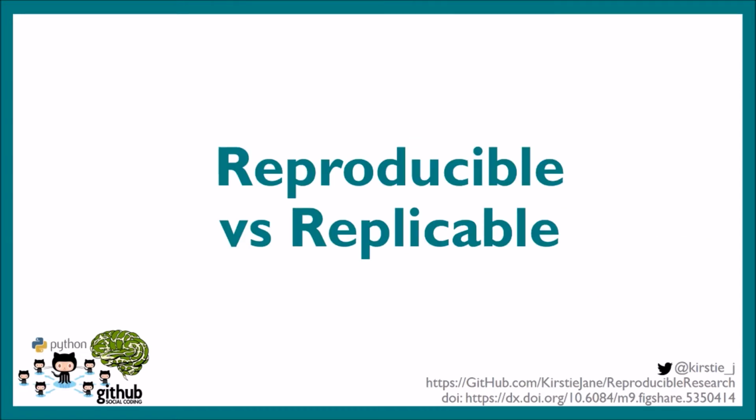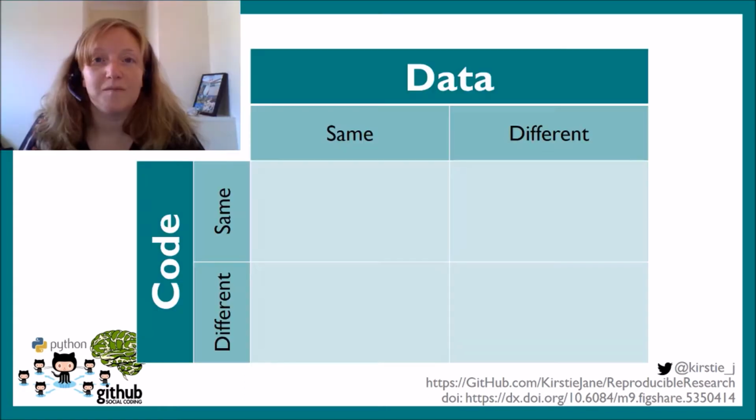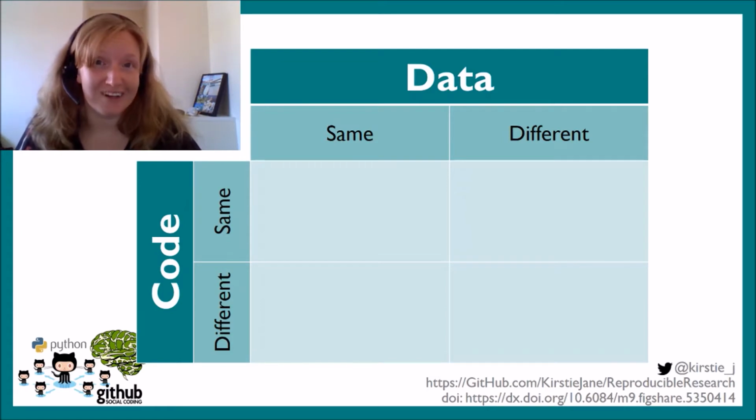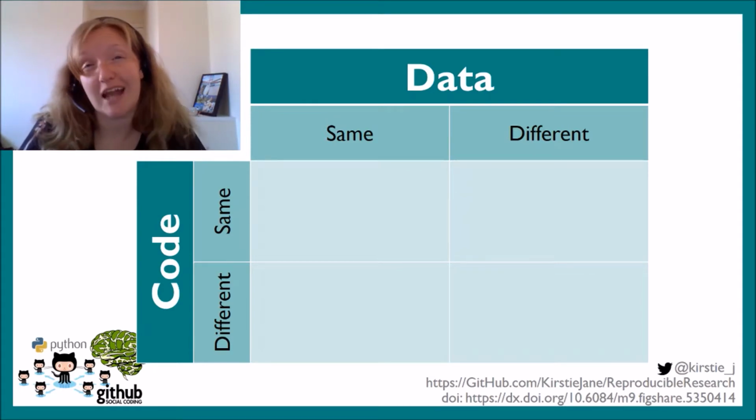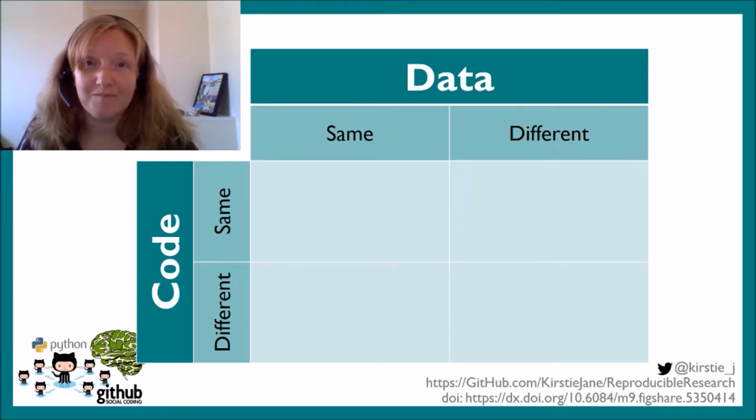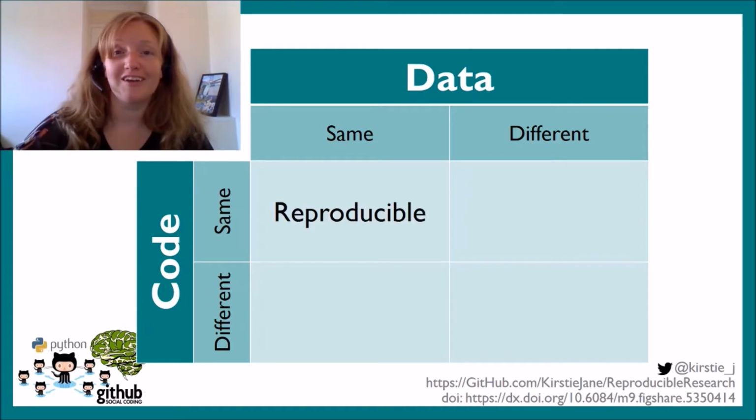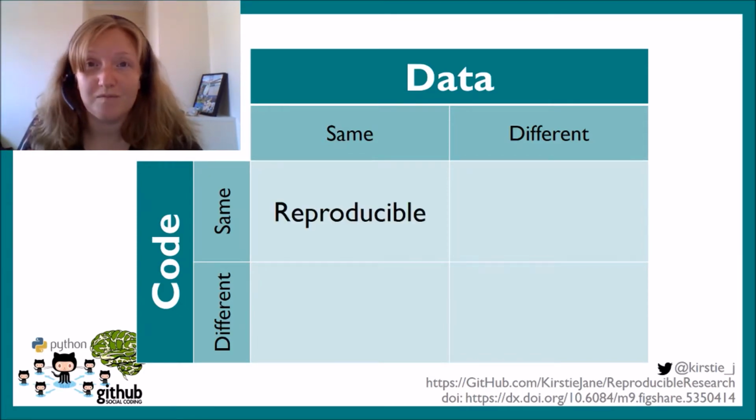So the definitions of reproducible and the definitions of replicable. Okay, so I've got a little grid here. For a given research question, if I give you the data that I used, the same data, and I give you the same code or the same analysis pipeline that I used, and you are able to get the exact same results as me, I would say that my work is reproducible.